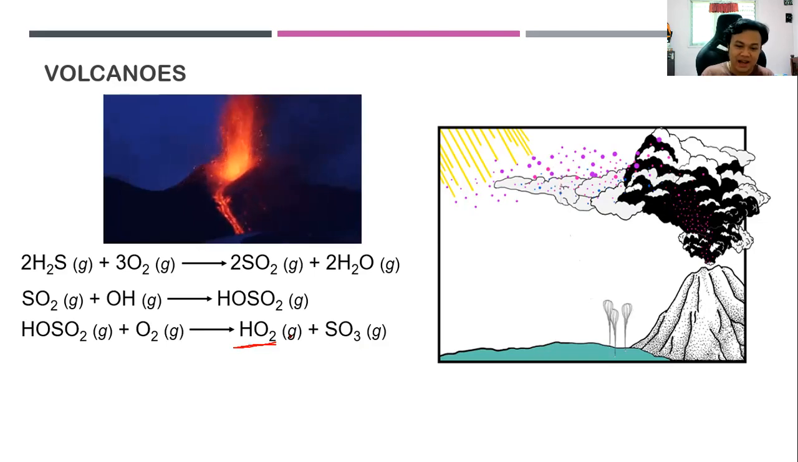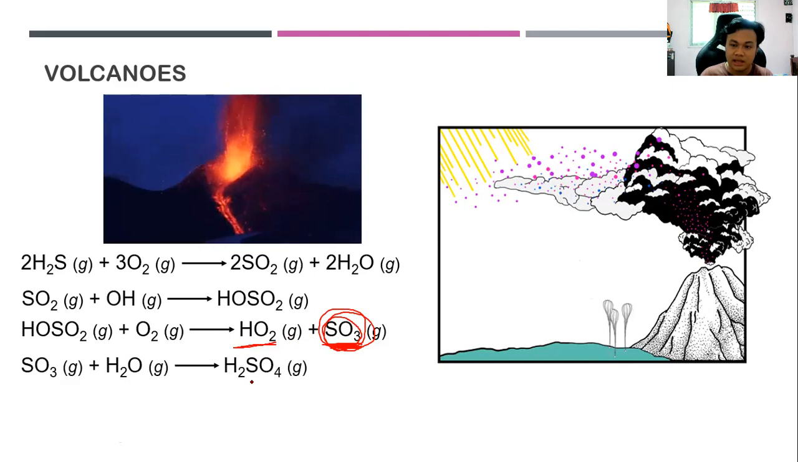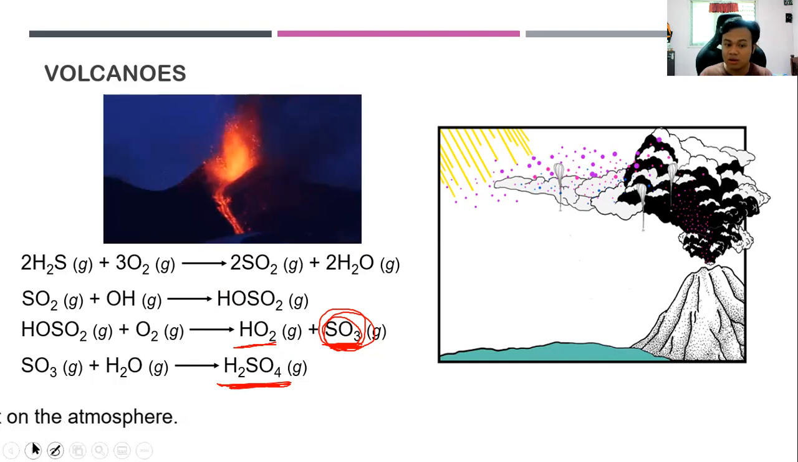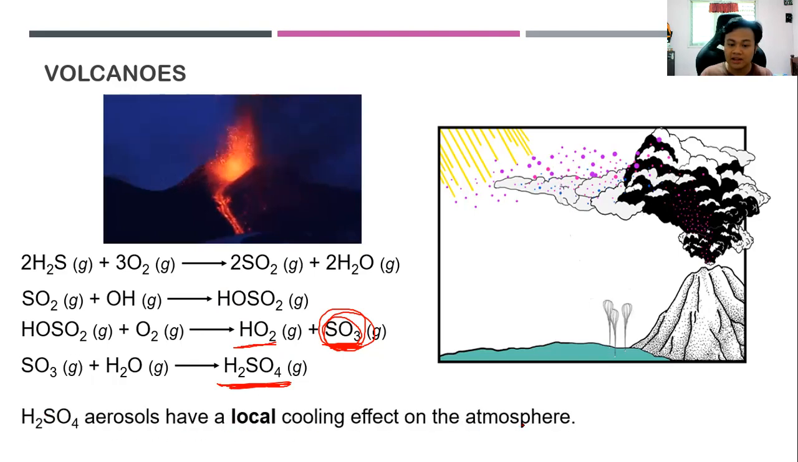And then it forms sulfur trioxide, and we should watch out for this SO3 because when it reacts with water, it forms sulfuric acid. So sulfuric acid, when it rains, results in acid rain. But this exists as a gas in the atmosphere, so it is an aerosol.